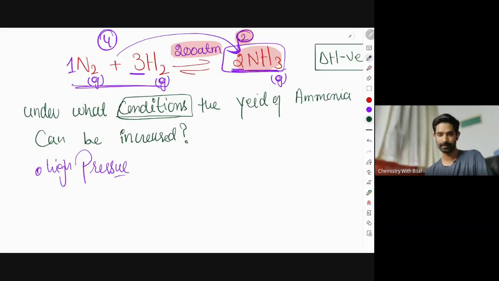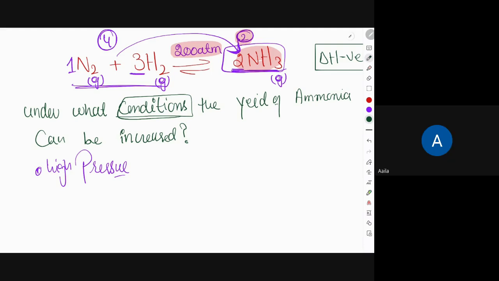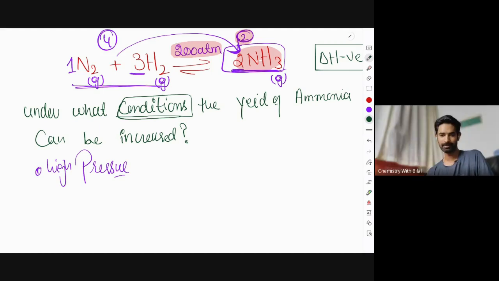Sir, I'm not sure this is right, but is it impossible to add more pressure? No, it's possible. Perfectly possible. You can increase the pressure. There is absolutely no problem. Look, this is already a very high pressure, 200 atm. So increasing more pressure would cost a lot; you would have to buy very expensive equipment.